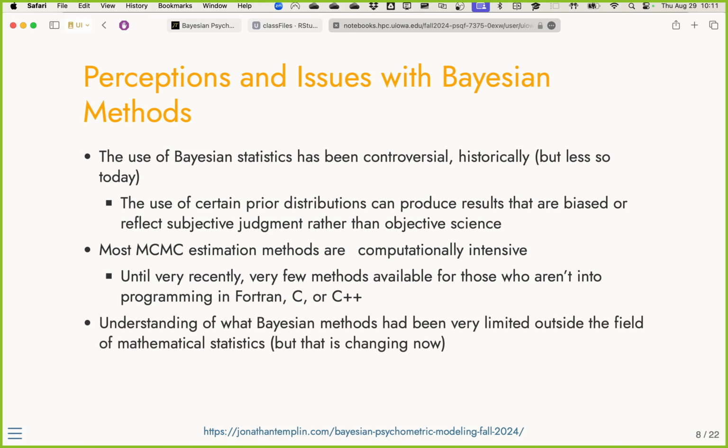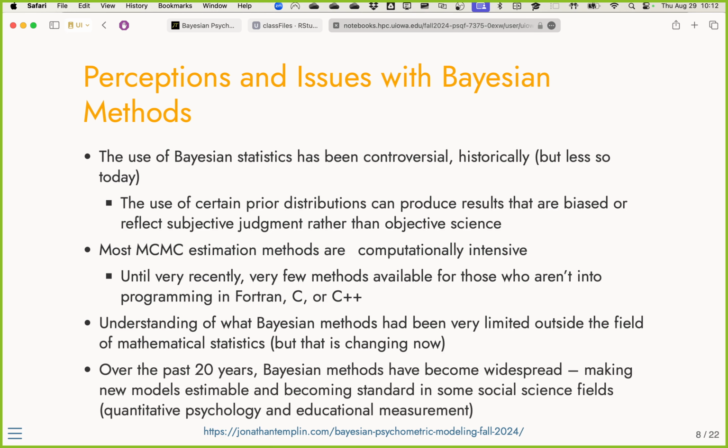And finally, understanding of what Bayesian methods are. Mathematical statistics came to Bayes methods long before much of what we do in application did. And so understanding what they are has been slow. Thankfully, again, that's changing. In the last 20, 25 years, you see Bayesian methods widespread in education and quantitative methods in social science. So Bayesian is much more familiar now. You're coming to it at a very good time.